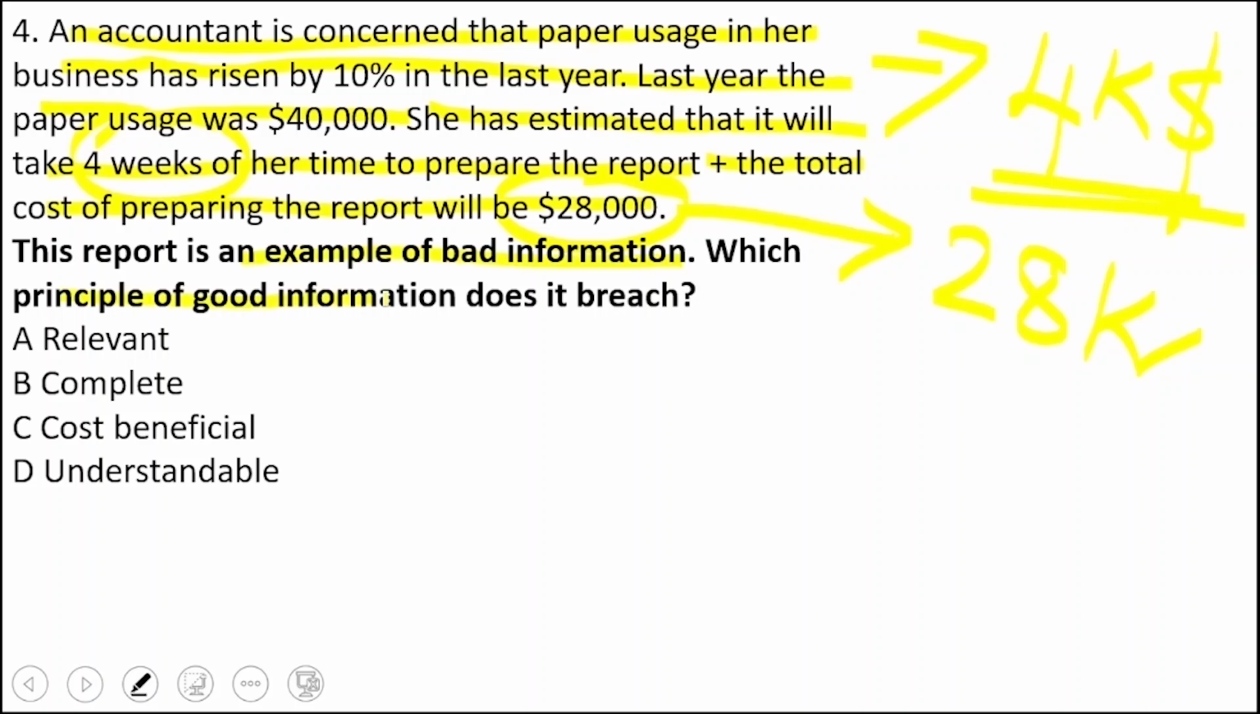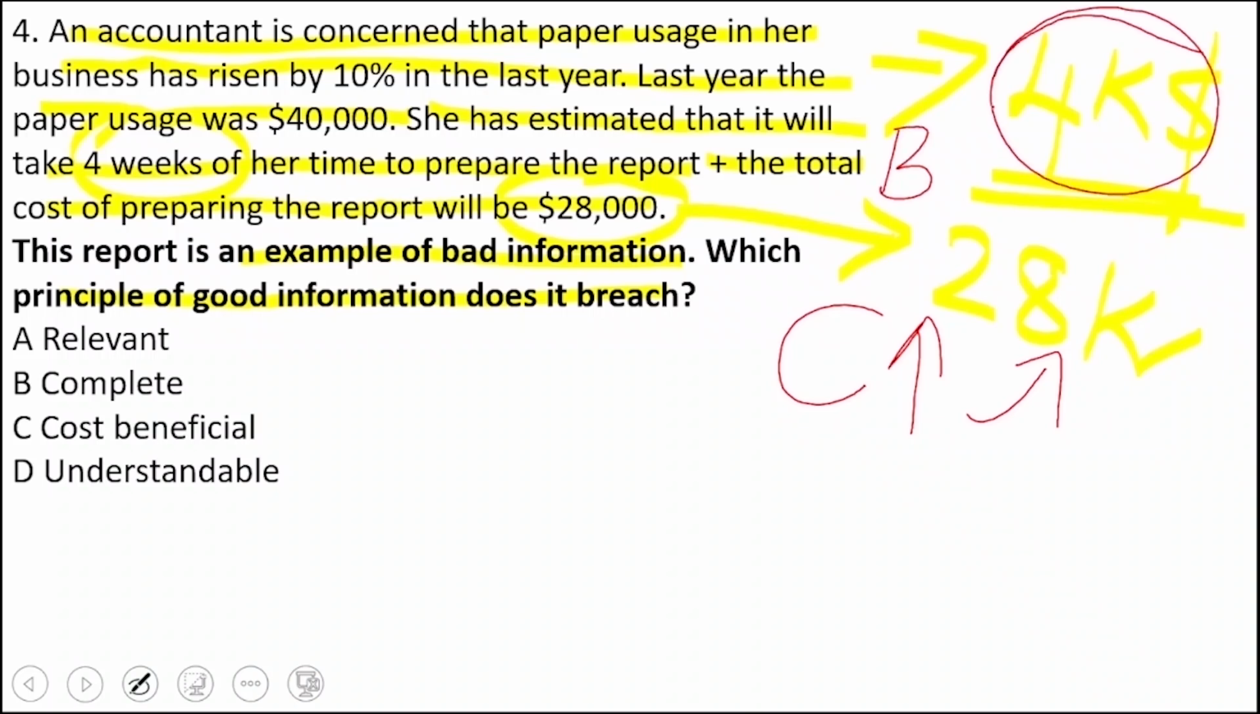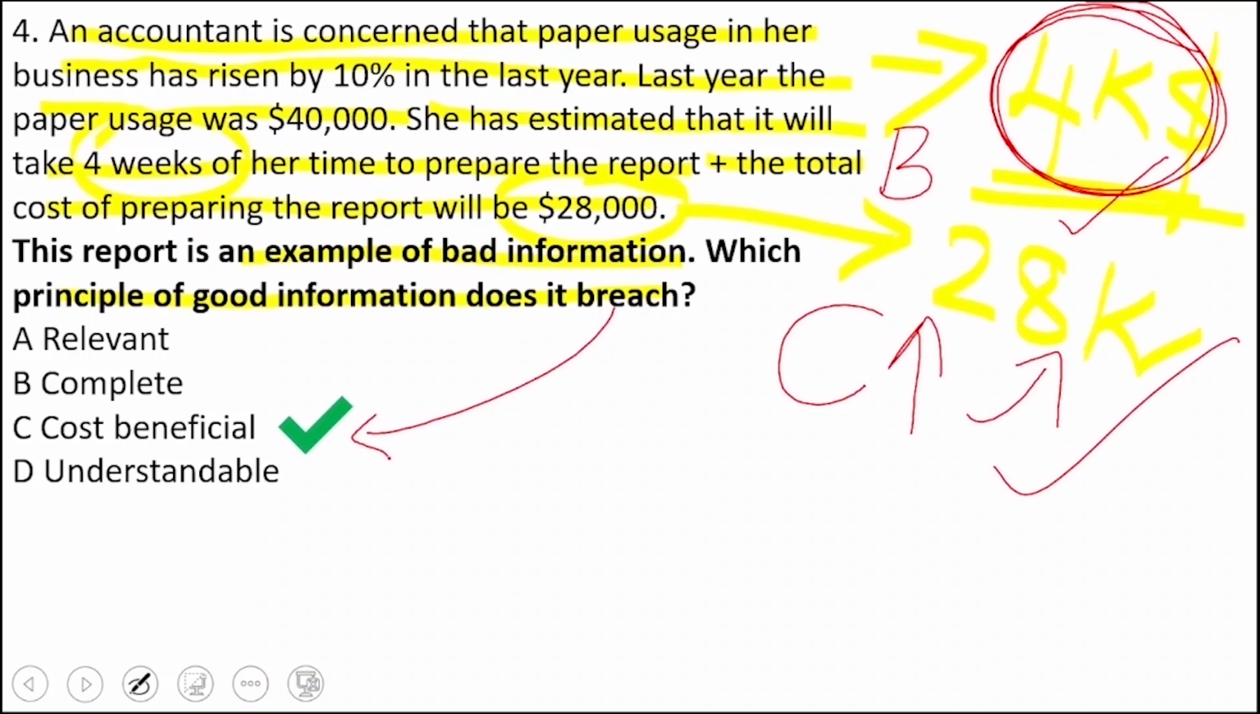Which principle of good information does it breach? So the reason here is very clear. She has to incur a cost of $28,000, and the benefit that she will get is she will ultimately save the increased paper cost of $4,000. It is not cost beneficial. All the other options are just not the right match. Now moving to question number 5.